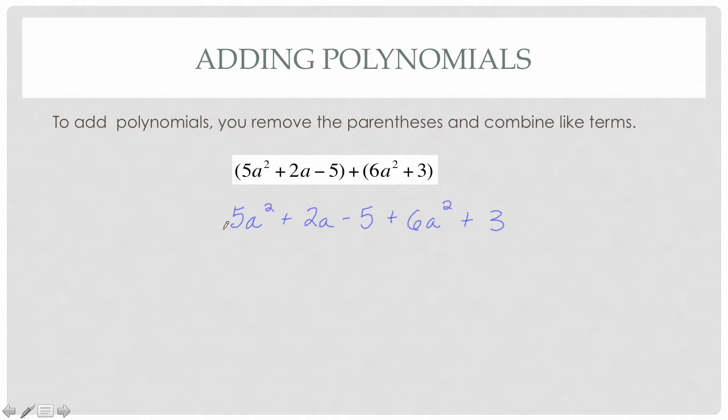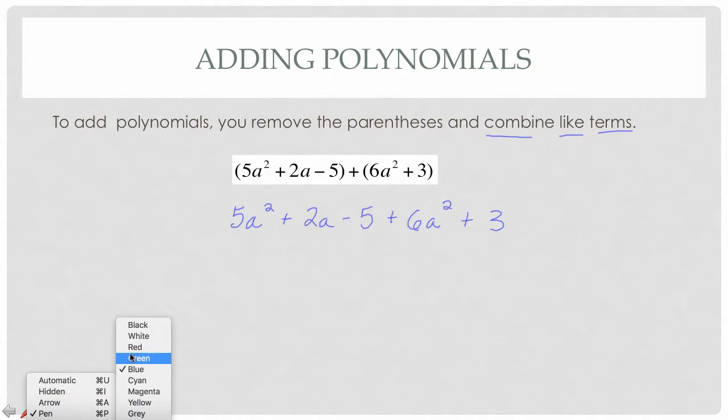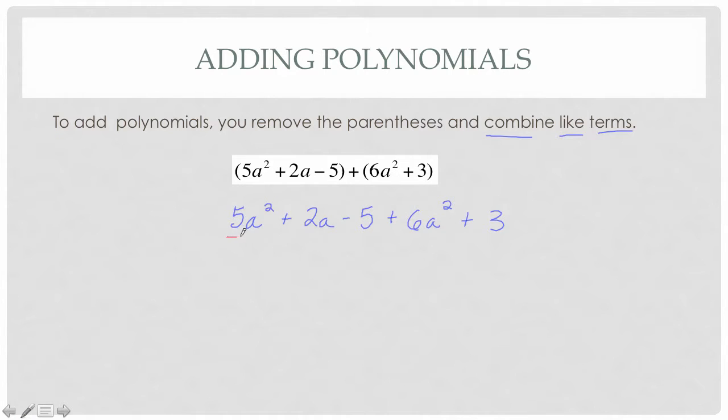Now I kind of have one big polynomial, but I want to combine like terms. Like terms have the same variable with the same exponent. So when I look at combining, let me switch colors to red. I'm going to start with my largest power. So I've got a 5a squared here. I'm going to look for anything else with a squared. I've got a 6a squared. This 5 is positive, and this is a plus 6. So 5a squared plus 6a squared is going to give me 11a squared at the very beginning.